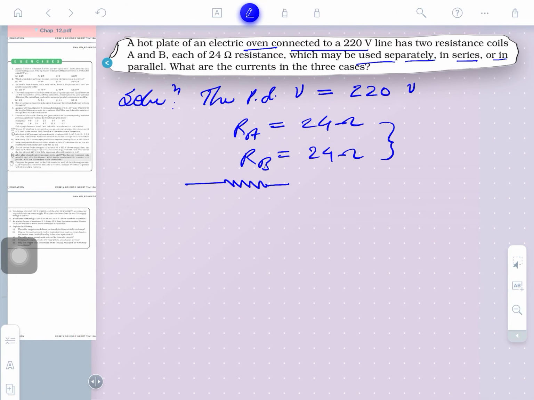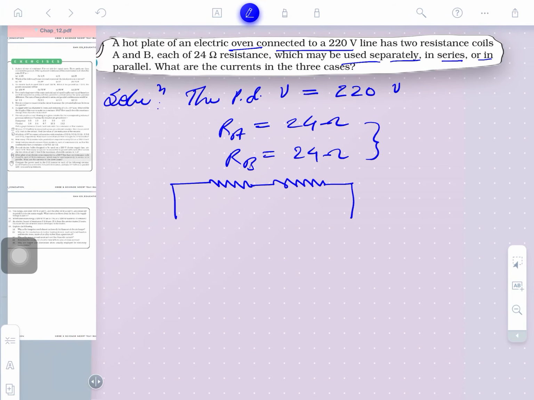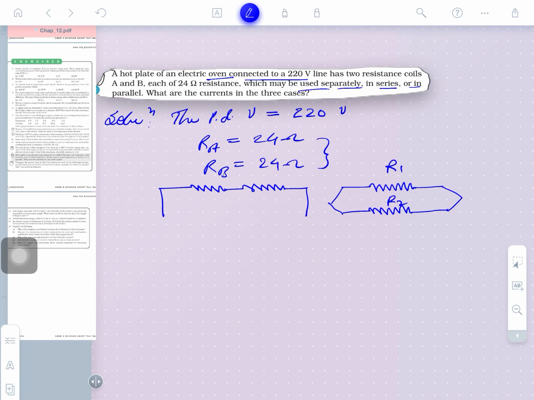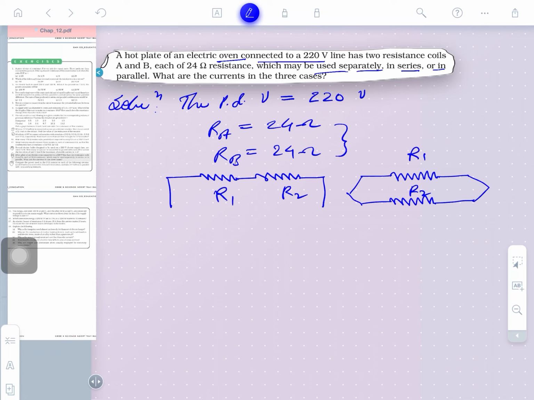So the two resistors are identical, which may be used separately in series or in parallel. The first connection is one resistance coil and then the second resistance coil, this is the first combination. In the second case they are to be used one coil and the second also. It's R1, it's R2 also, clear? In both cases the supply is 220 volt.